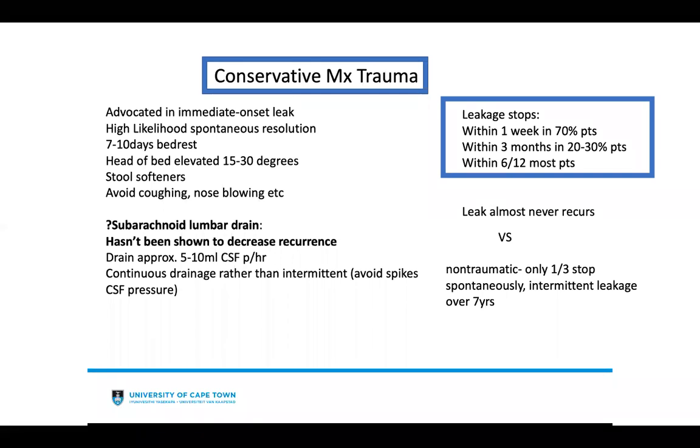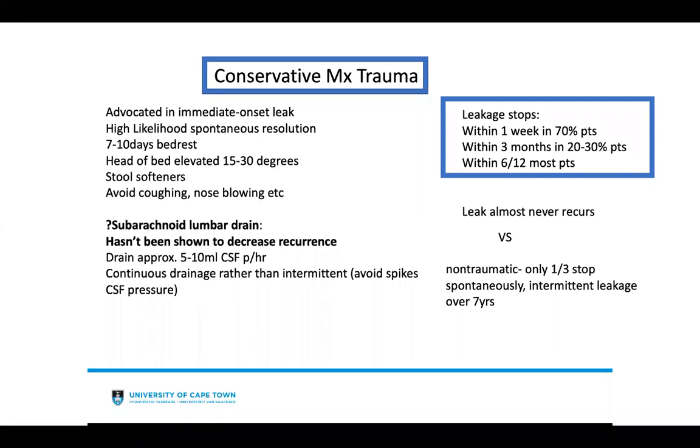So what does conservative management actually look like? As we mentioned, this group is reserved for traumatic cases, and it's advocated in the immediate onset leak group. The reason is that there's quite a high likelihood of spontaneous resolution. So you're going to give this patient 7 to 10 days of bed rest. You're going to elevate the head of the bed 15 to 30 degrees. You'll give them stool softeners. You'll counsel them not to blow, cough, or strain. Those are really the foundation principles of conservative trauma management.